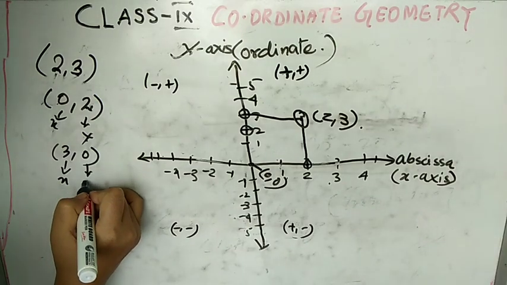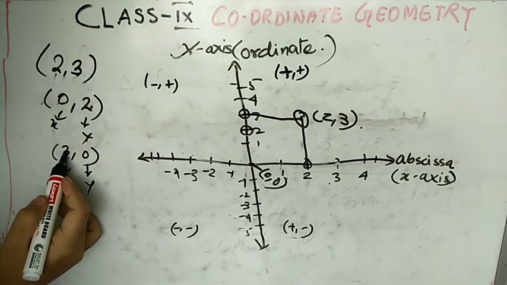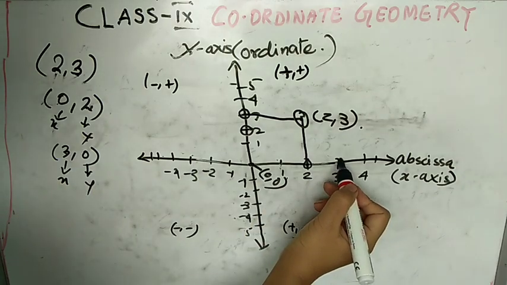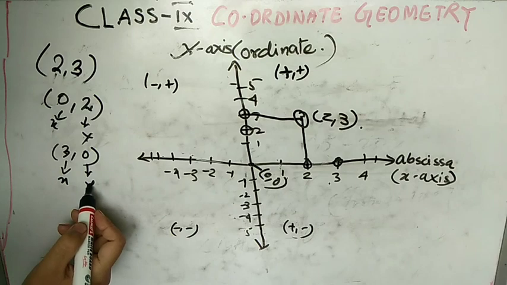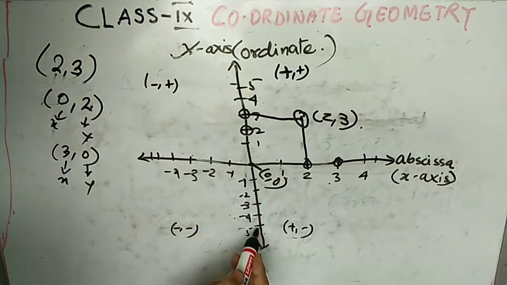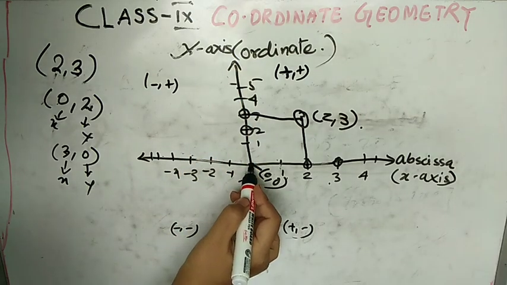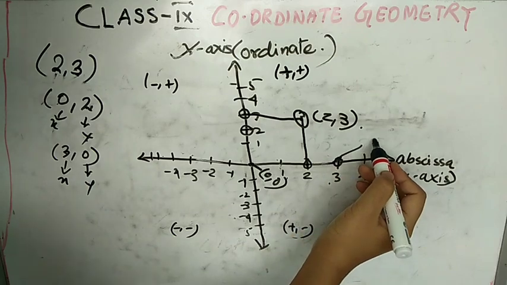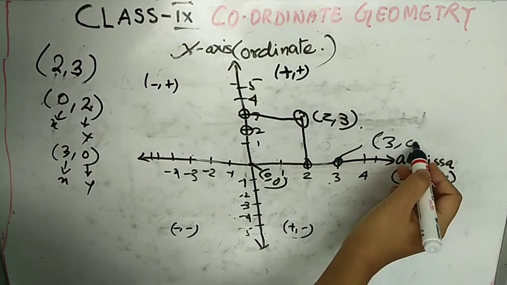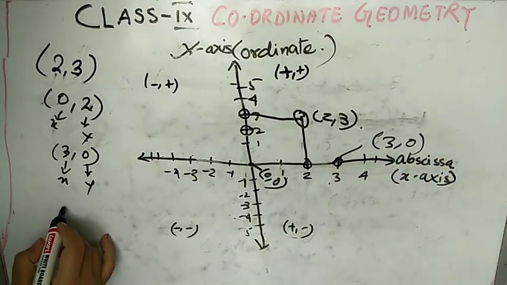Next comes 3, 0. 3 is the x coordinate and 0 is the y coordinate. So now 3 is positive and y is 0. So here is the 0 of the y-axis. So this will be our required point 3, 0.